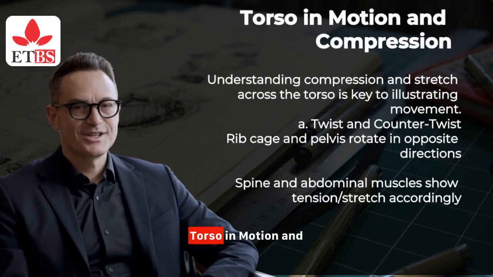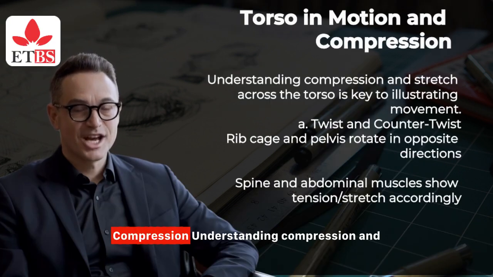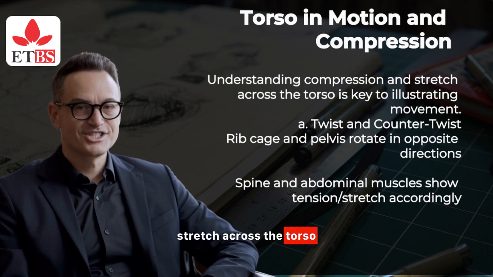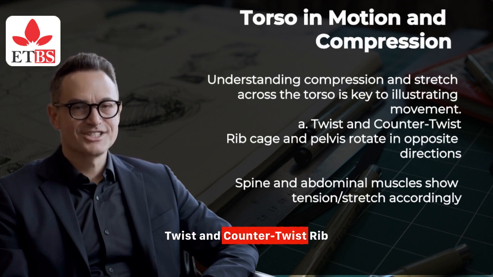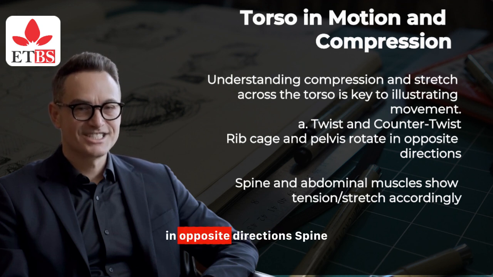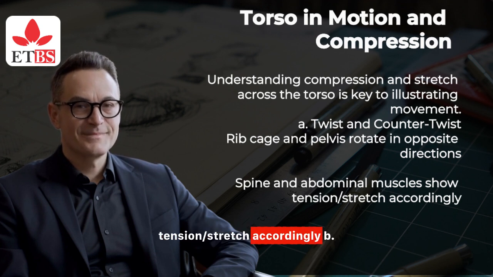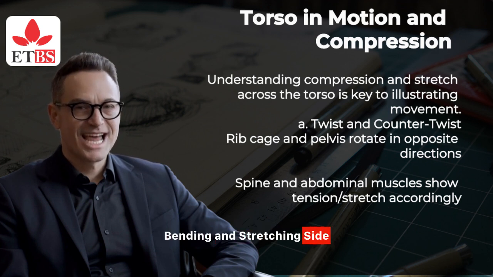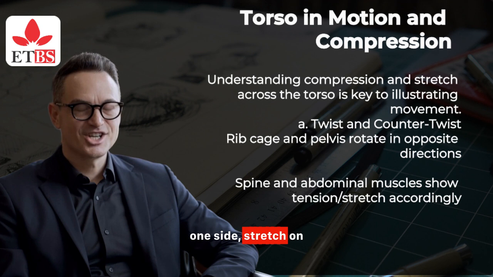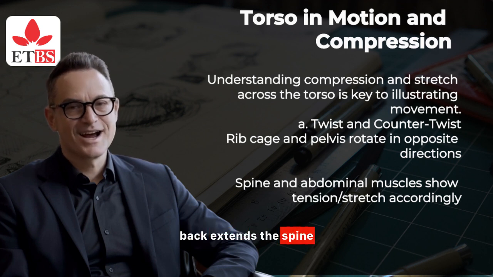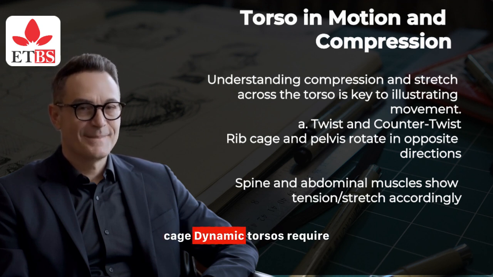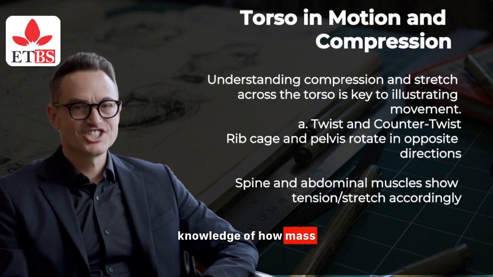Sixth, torso in motion and compression. Understanding compression and stretch across the torso is key to illustrating movement. A. Twist and counter-twist: rib cage and pelvis rotate in opposite directions. Spine and abdominal muscles show tension and stretch accordingly. B. Bending and stretching: side bends compress the obliques on one side and stretch them on the other; arching the back extends the spine and lifts the rib cage. Dynamic torsos require knowledge of how mass shifts, skin folds, and muscles behave under pressure.